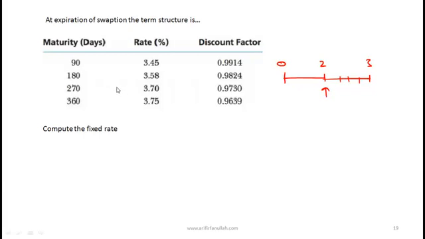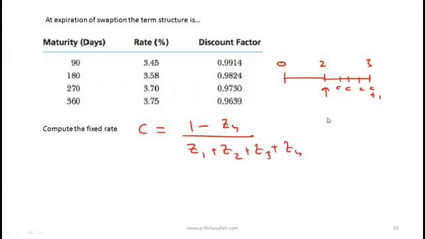How will you do that? Do you remember the formula? So the formula is each of these coupon payments on $1 of notional principal, what will this be equal to? 1 minus Z4 divided by Z1, Z2, Z3 and Z4. And just very quickly, what is Z1? It would be 1 over 1 plus this number divided by 4. 0.0345 divided by 4.